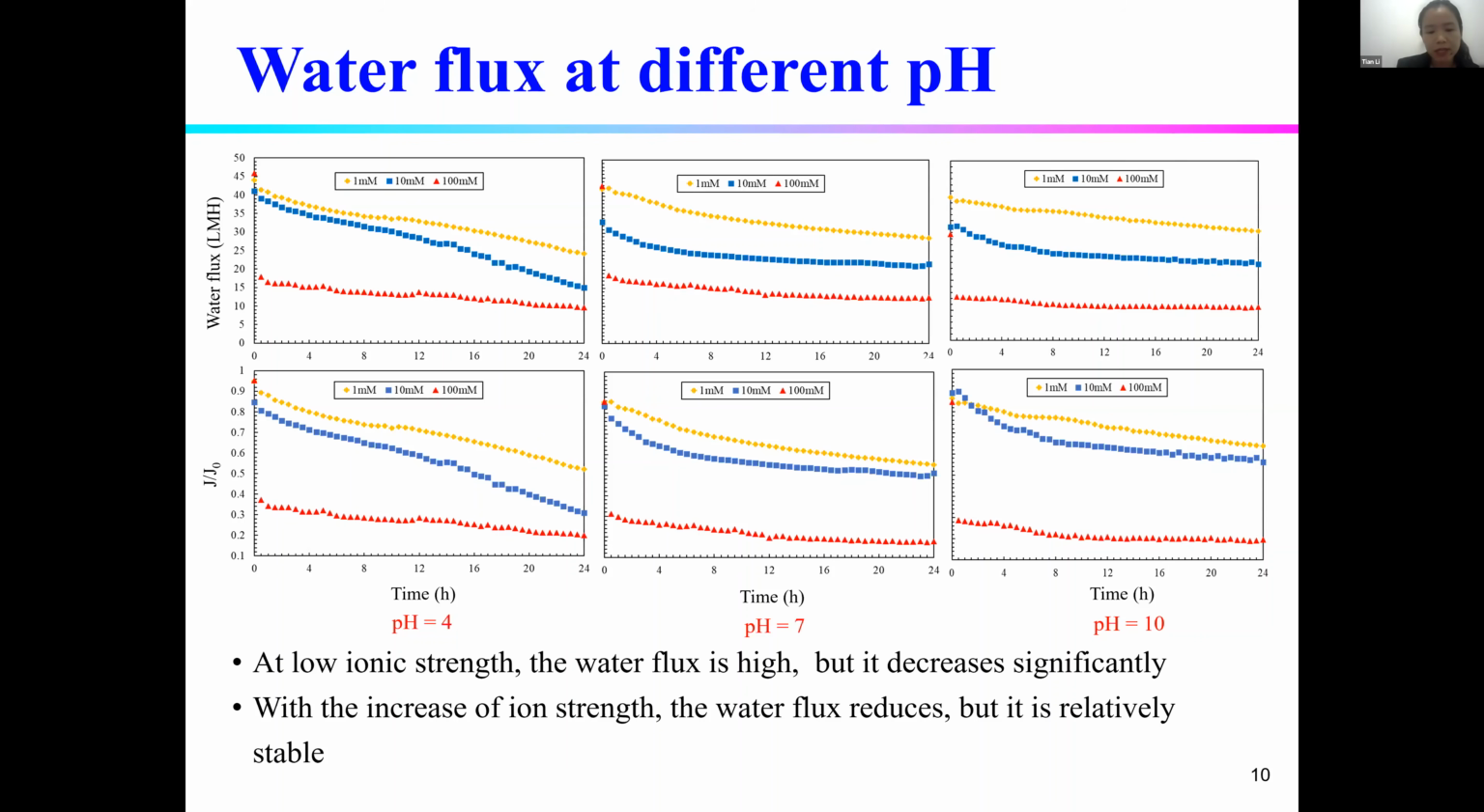Comparing the water flux at different pH and ionic strength, we find that with the increase of ionic strength, the water flux reduces, but it's relatively stable. And across all of these, the water flux at pH of around 4 is the smallest, which was probably due to the fact that at pH 4, the isoelectric point is very close to 4.7.